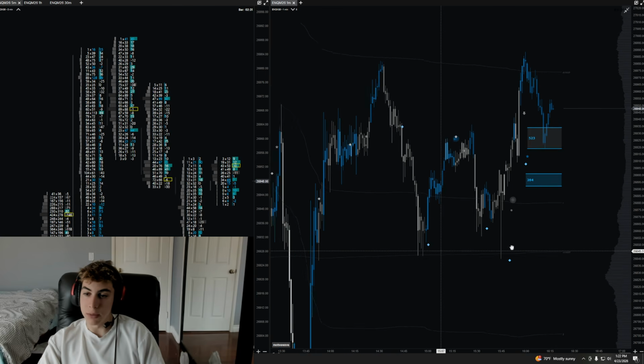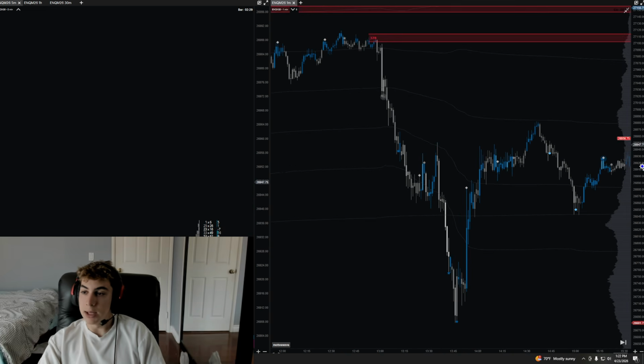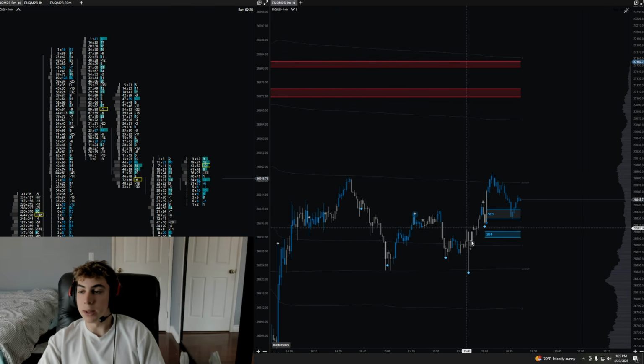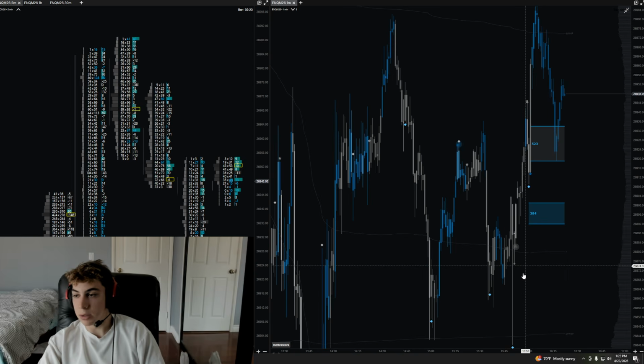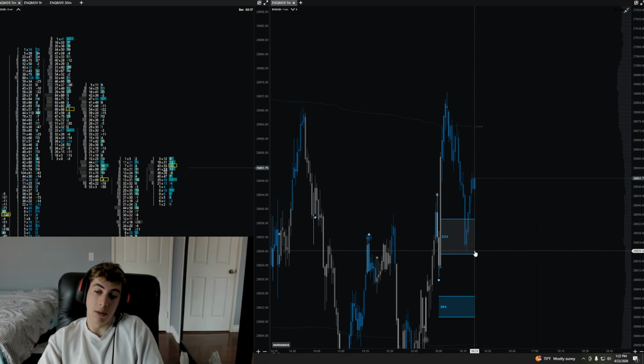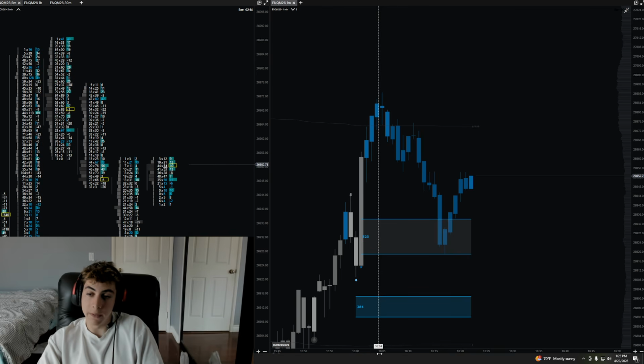Looking at something like absorption, looking at something like a delta flip, looking at something like this lining up with aggressive buyers, which here you can actually see we do have aggressive buyers. Here we have a cluster, and it's driving price up. It's an actual fair value gap.